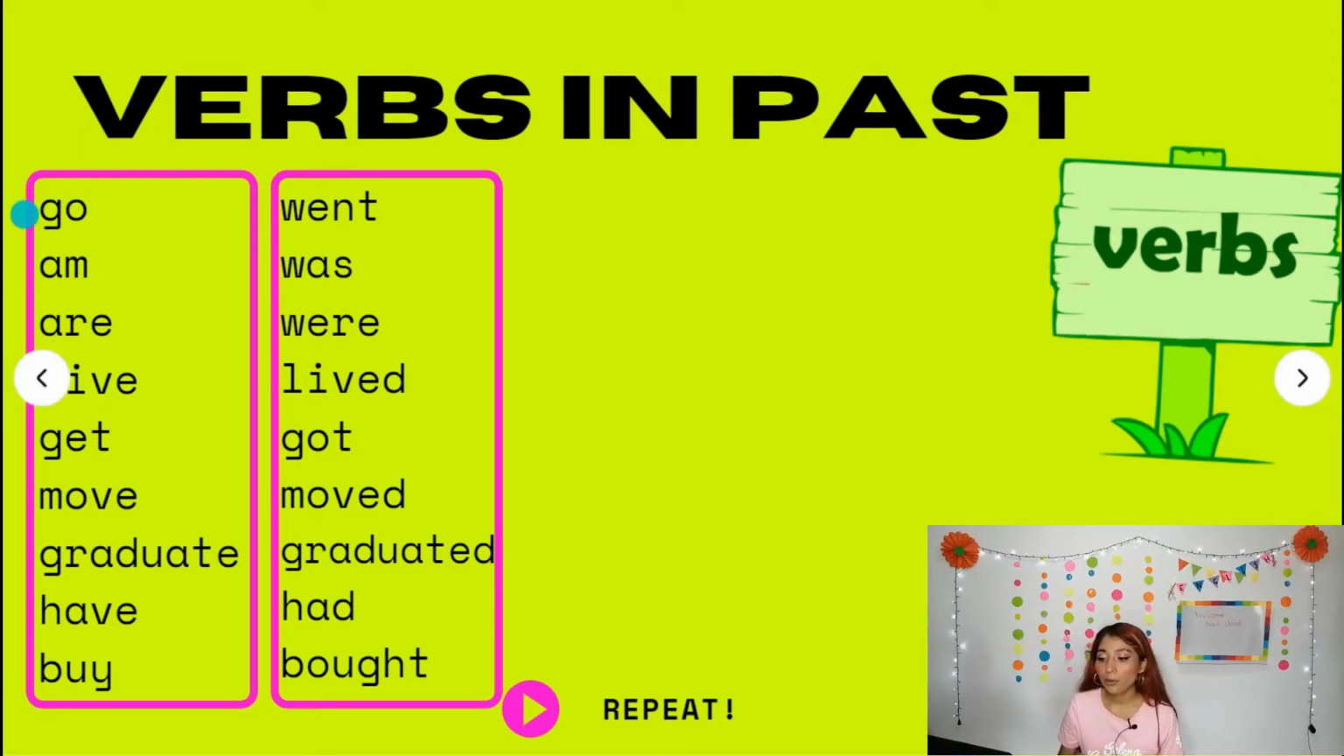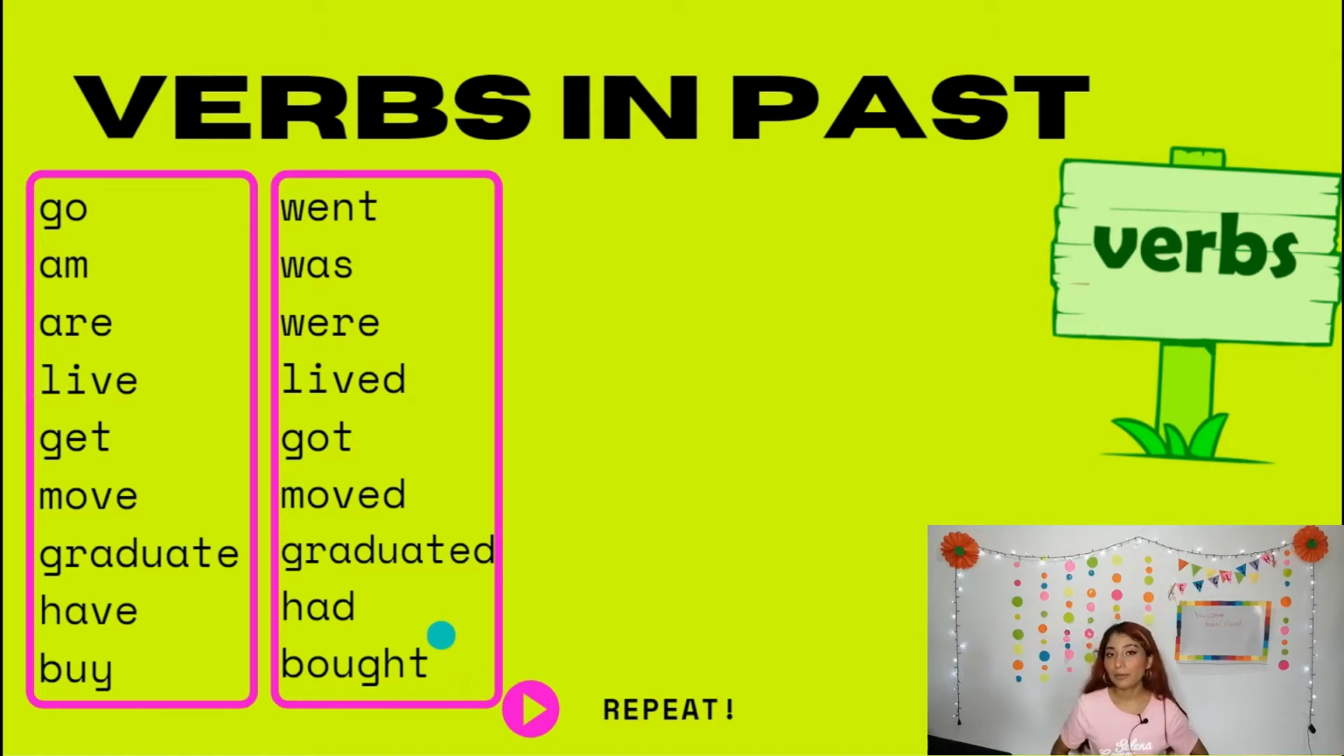Go in present, went in past. Am in present, was in past. Are, were. Live, lived. This is a regular verb. Get, got, like get married, got married. Get a job, got a job. So on. Move, moved, also regular. Please pay attention to the pronunciation. Graduate, graduated. Have, had. Buy, bought.